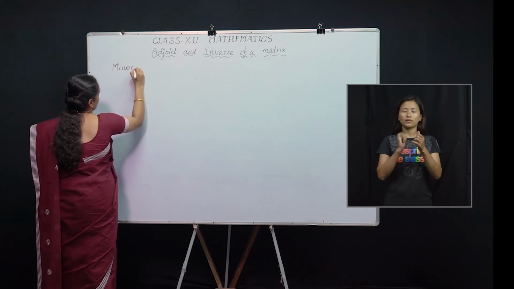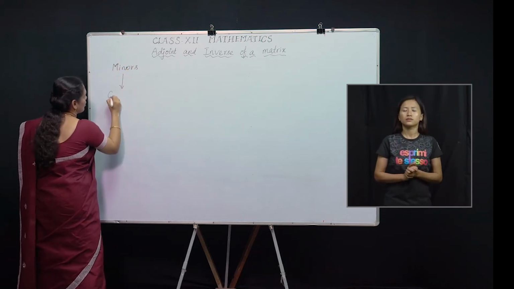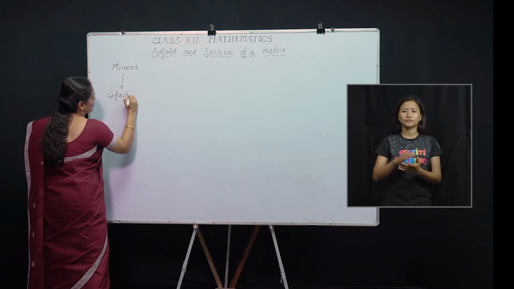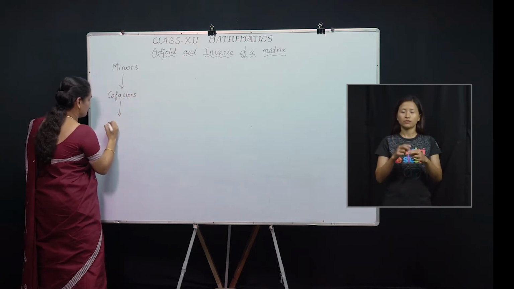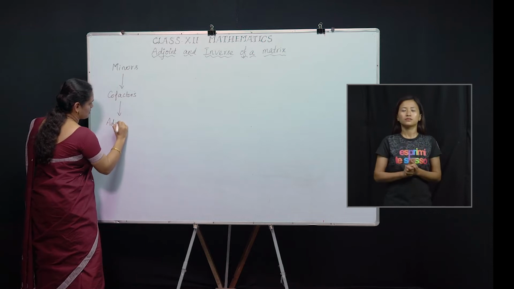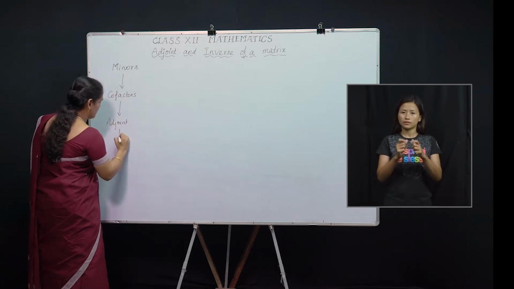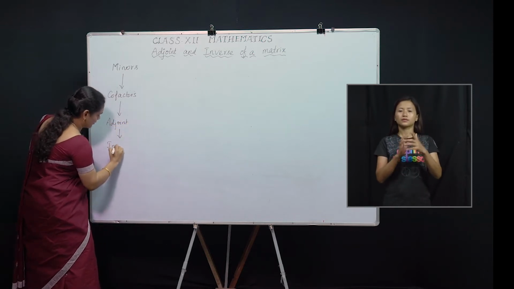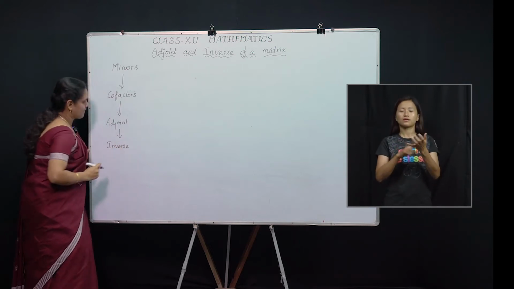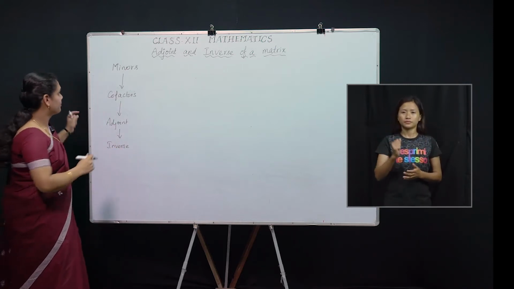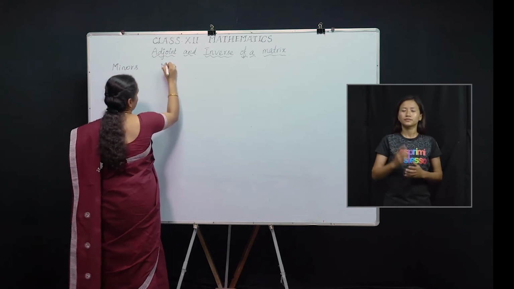Minors, then we will learn cofactors, then we will learn adjoint, then we will learn inverse. Please remember this order. First of all, minors.